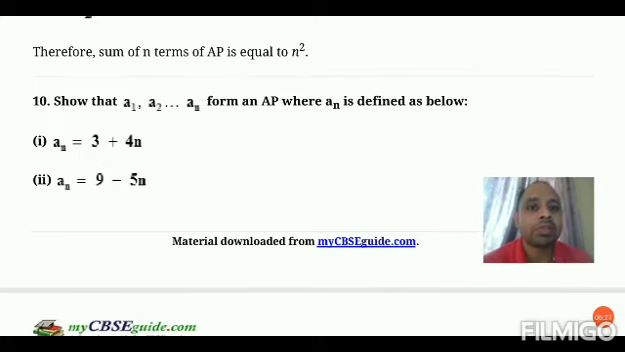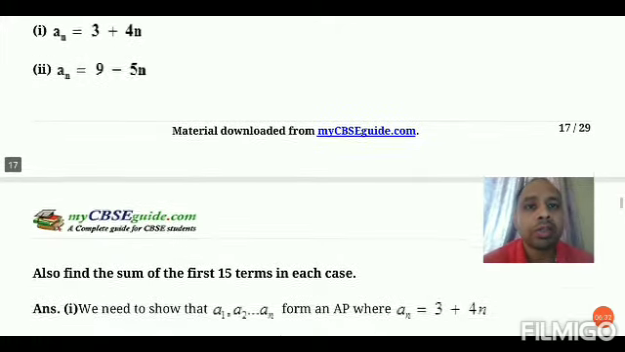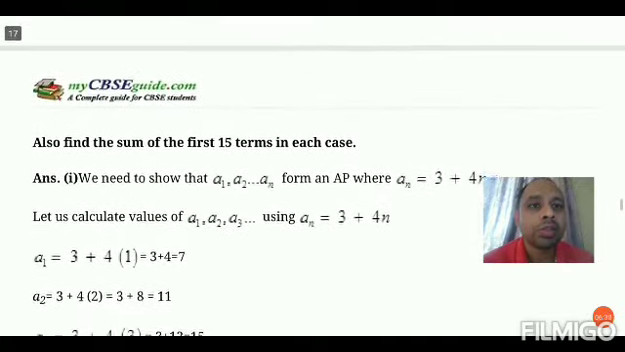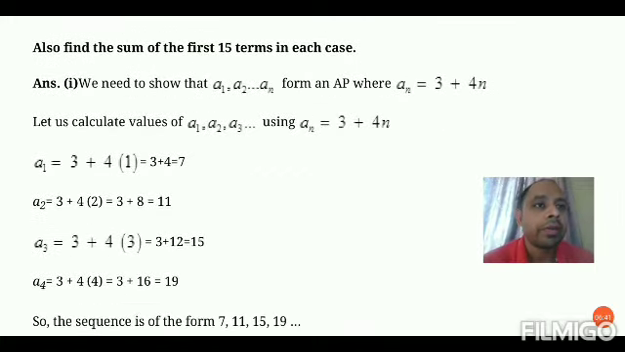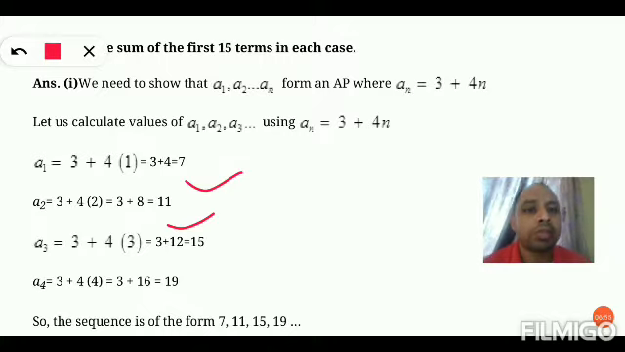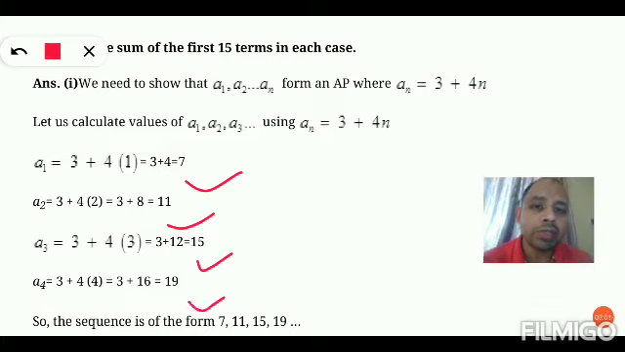In the first one, if you substitute n equals 1, then we are able to find a1 as 7. If you substitute n equals 2, then we are able to find a2, and if you substitute n equals 3, then we are able to find a3 as 15. Similarly, if we substitute n equals 4, then we are able to find a4. Therefore, the sequence is of the form 7, 11, 15, 19.